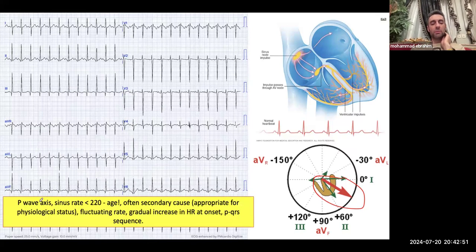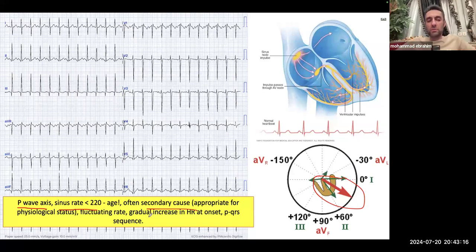So in this case, the P wave axis is suggestive of sinus. Sinus rate usually is less than 220 minus age. In this case, it's obviously less than 220 minus age. Age is 14, so it's obviously less than 206. Of course there's a secondary cause, in this case, for example, febrile plus anemic. Usually it's a fluctuating rate, gradual increase and decrease, and there's a PQRS sequence, of course.